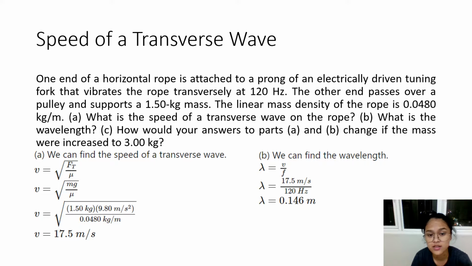So what is the speed of a transverse wave on the rope, and what is the wavelength? Also, how would your answers to parts A and B change if the mass were increased to 3 kilograms?